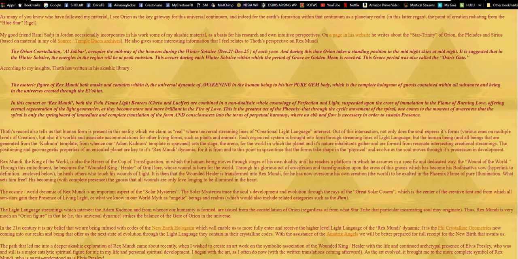Thoth's record also tells us that the human form is present in this reality which we claim as real, where universal streaming lines of creational light language intersect. Out of this intersection, not only does the soul express its forms, various ones, on multiple levels of creation, but also its worlds and associate accommodations for other living forms, such as plants and animals. Each organized system is brought into form through streaming lines of light language, but the human being and all beings generated from the Kadmon template, from whence our Adam Kadmon template is spawned, sets the stage, the arena, for the world in which the planet and its nature inhabitants.